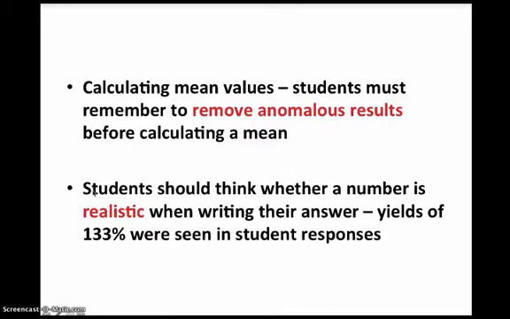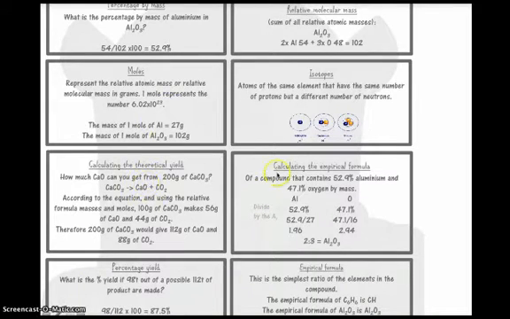Have you got a mass of thousands of grams for one atom? If you're calculating a yield, is it greater than 100%? It shouldn't be, should it? There are some things here. Do pause this and have a look at all these calculations you've got to be able to do.